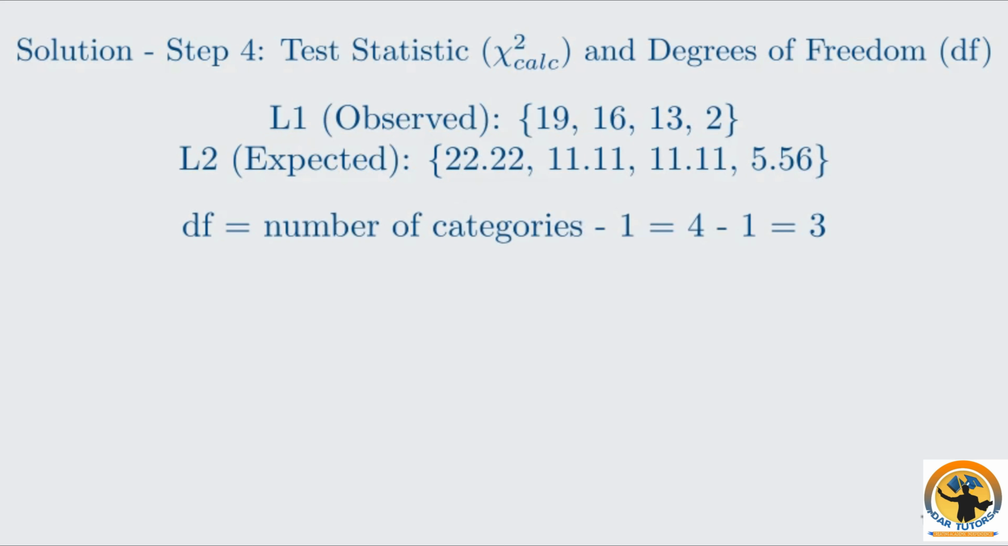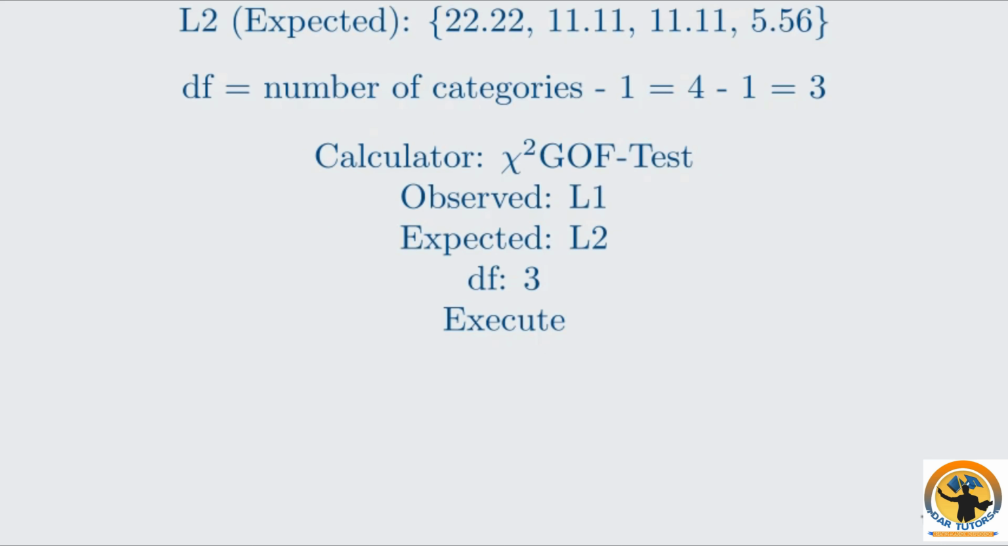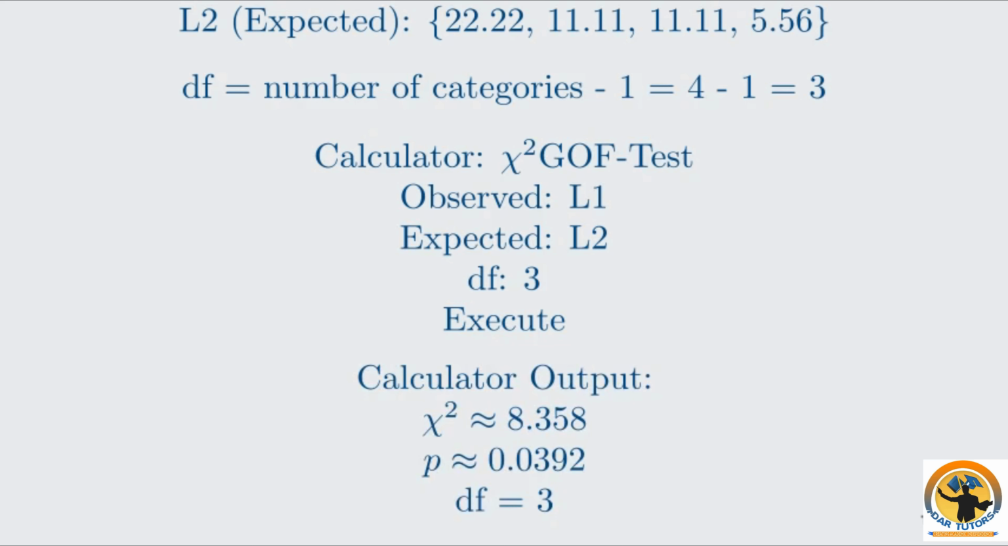Now go to the Stat Tests menu and select the chi-squared goodness of fit test. Set the observed list to L1, expected to L2, and degrees of freedom to 3. Then select Calculate. The calculator output shows a chi-squared calculated value of approximately 8.358 and a p-value of about 0.0392.